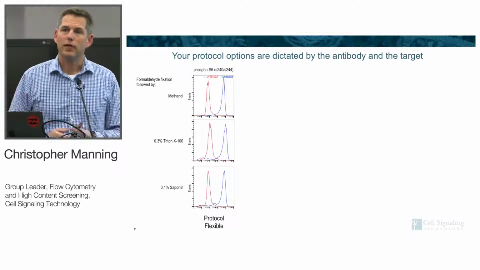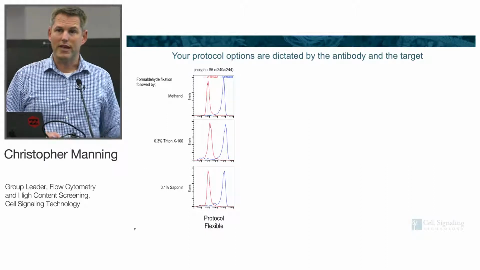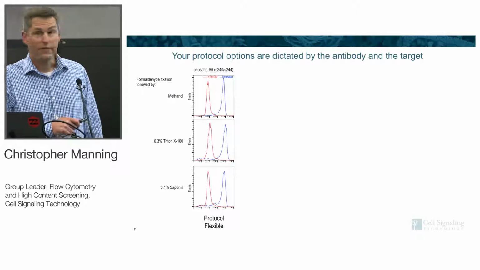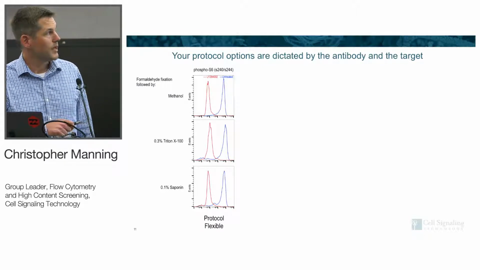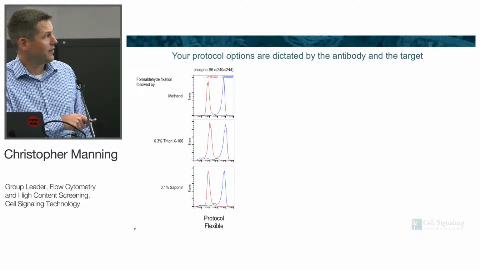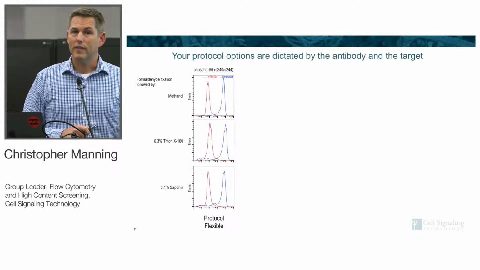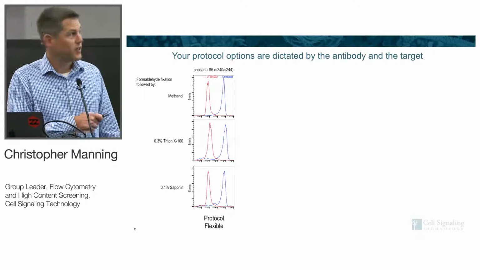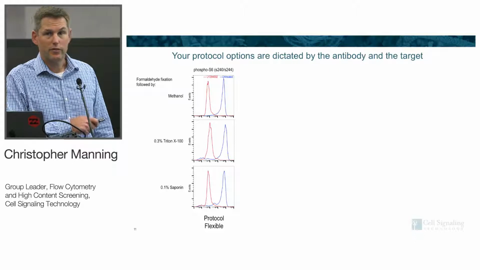So I mentioned that protocol is flexible, and I wanted to just show some data to highlight this. So here's data showing phospho-S6. In blue, we've got untreated cells. These were Jurkat cells. I neglected to put that on there. Red is inhibited with a PI3K inhibitor. You can see that S6 phosphorylation is detected. You see a nice shift between these two.